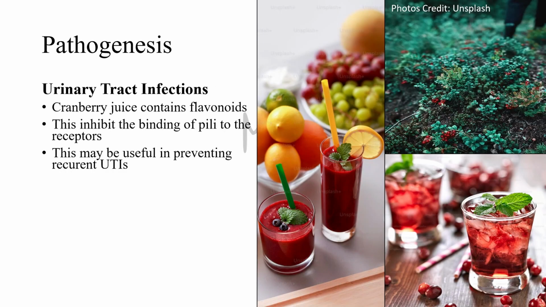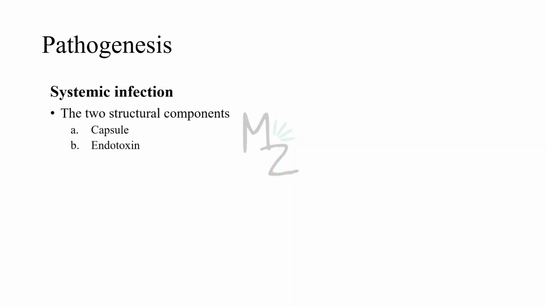Let me tell you one really cool thing about cranberry juice. This is the cranberry plant and these are its juices. Cranberry juice contains flavonoids that inhibit the binding of pili to the receptors and may be useful in prevention of recurrent UTIs. Time to talk about these systemic infections.